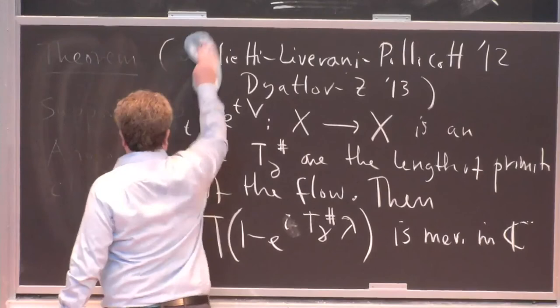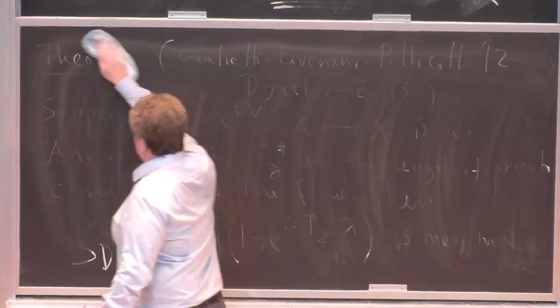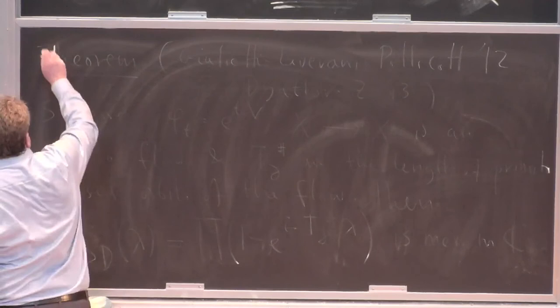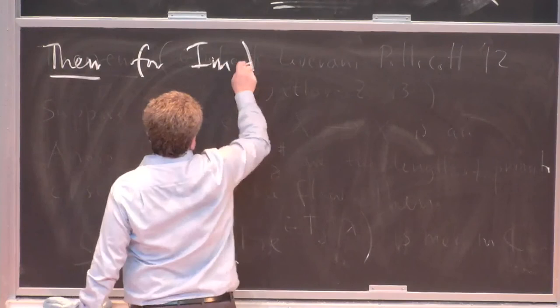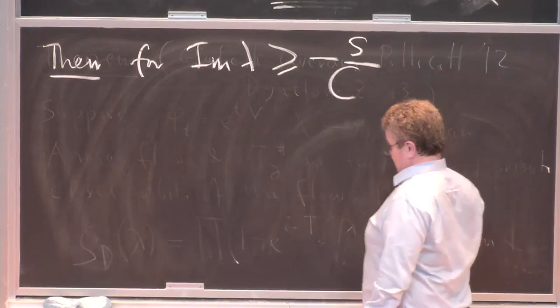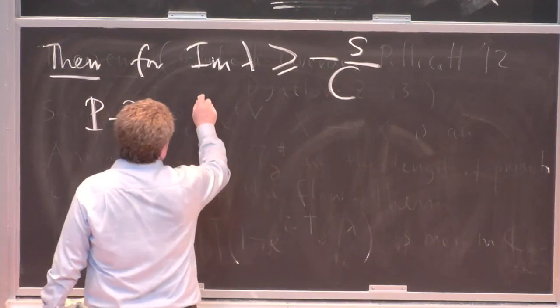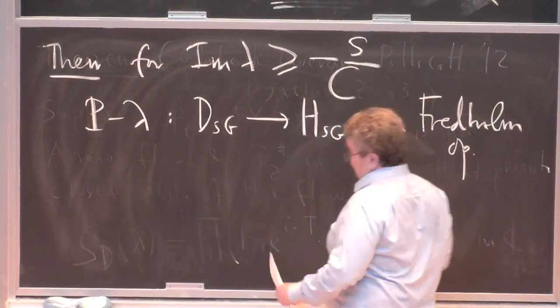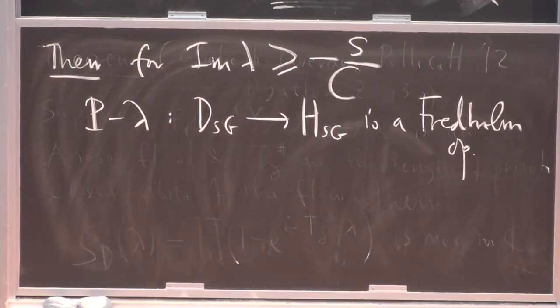Then, for imaginary part of lambda greater than minus s over some constant, P minus lambda from D^{sG} to H^{sG} is a Fredholm operator of index zero. It's invertible for large values of the imaginary part of lambda. So in other words, this actually proves the meromorphic continuation of this operator, since, as I said, it's invertible when the imaginary part of lambda is very large.